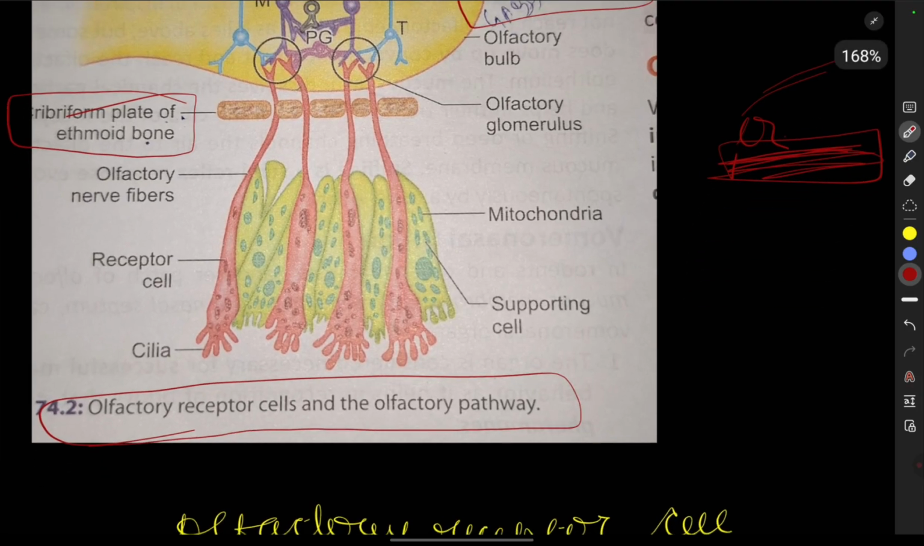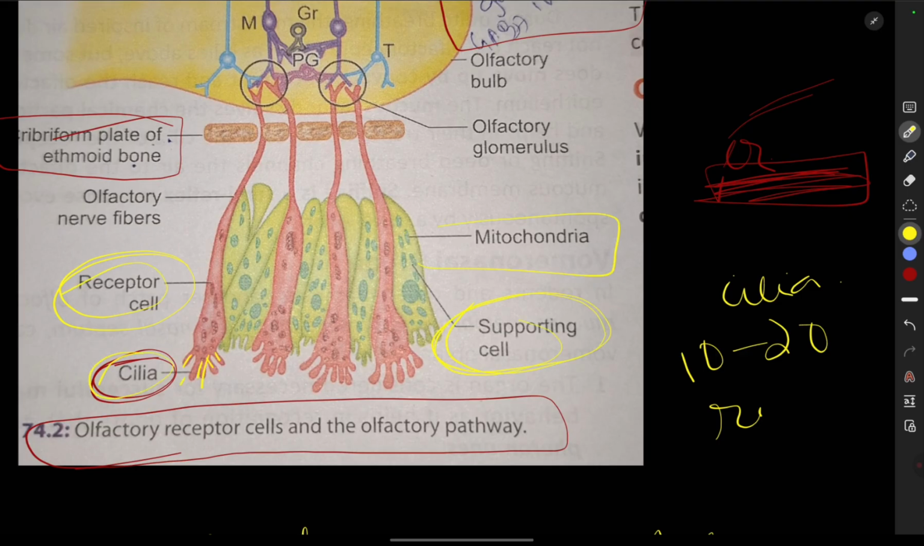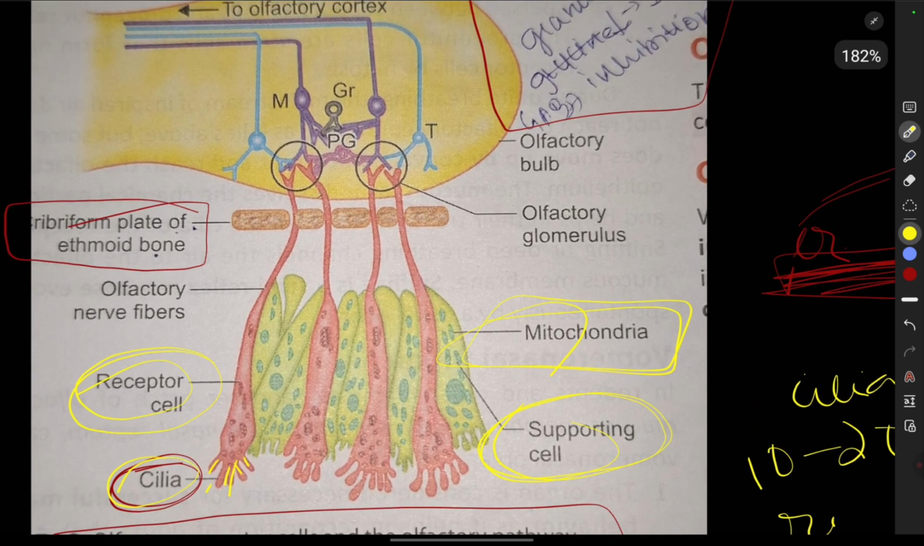The cribriform plate is important. Okay, so these are the cilia. We have around 10 to 20 cilia on each receptor cell, which help in carrying the odorant. So these are the receptor cells and these are the cilia, and these are the supporting cells and these are the mitochondria for the production of energy. And then we have the olfactory nerve fibers. The axons of the receptor cells bind to form 20 bundles of nerve fibers.